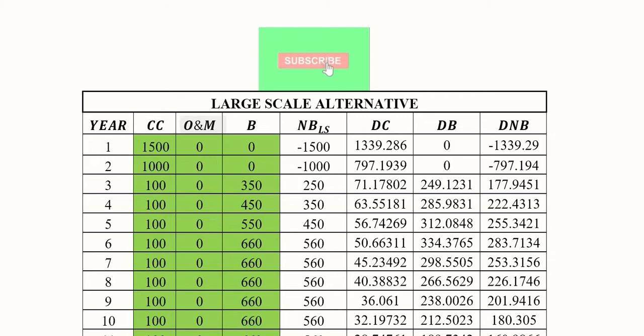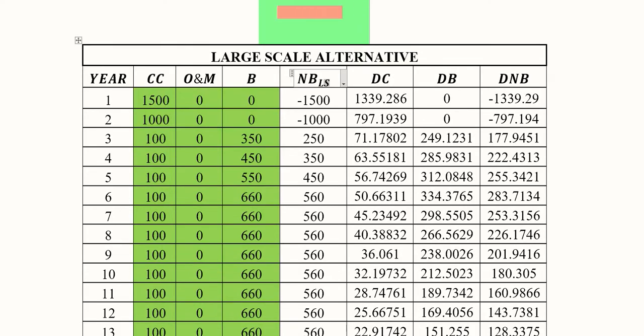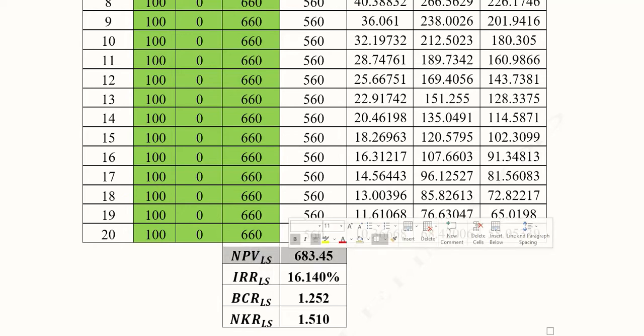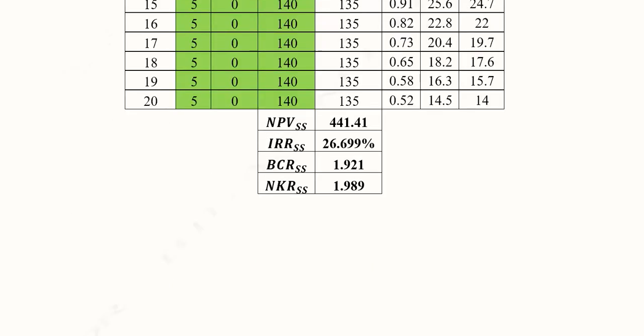Again we have the same column headers, but this time we are dealing with the large scale alternative. Now we do the calculations here. You can pause the video and see if the calculations are correct. This would be the final column, the discounted net benefits column. If we sum them up, we will get the NPV, which is 683.48. So this is greater than the NPV of the small scale project, which was 441.